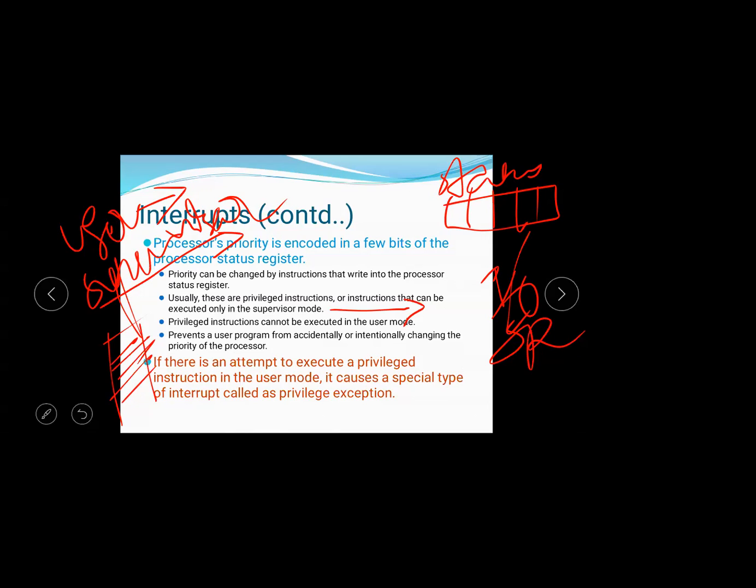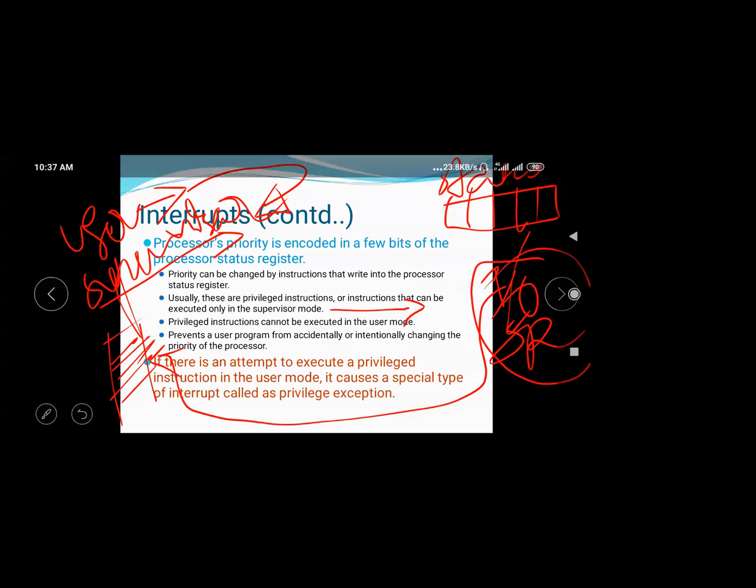When an interrupt is generated, the IO device sends the interrupt signal, then the processor is shifted from user mode to supervisor mode by a supervisor call instruction. Using that instruction, the processor is changed from user mode to supervisor mode. Usually there are privileged instructions, or instructions that can be executed only in supervisor mode. The IO service routine instructions are all executed in supervisor mode.